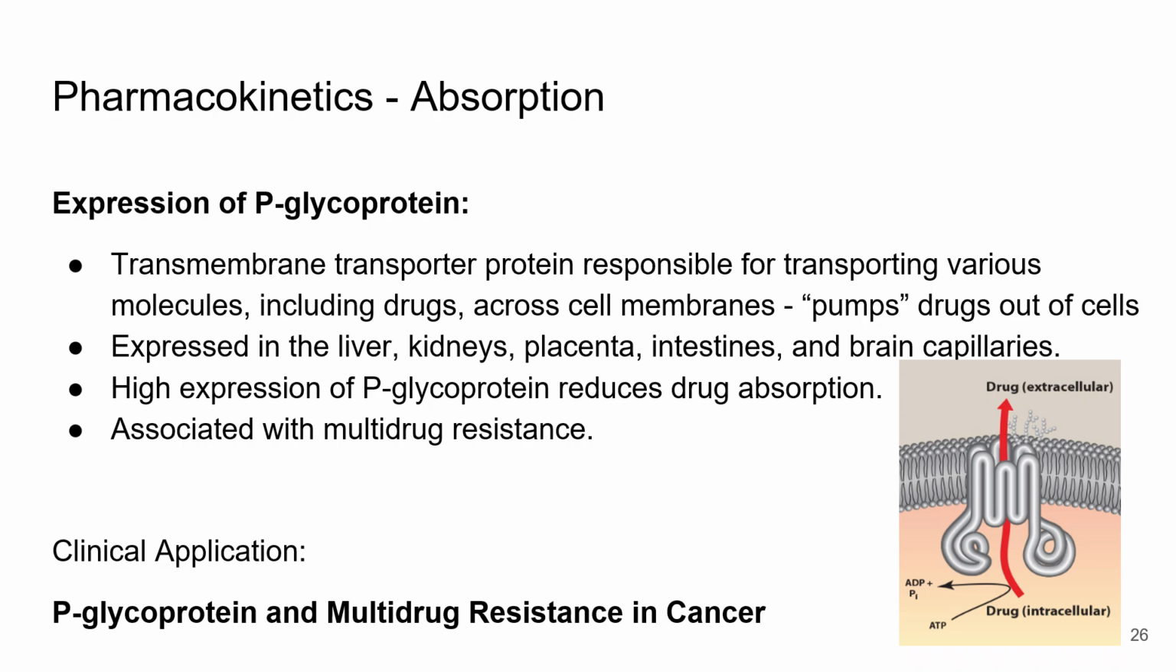And we hear about P-glycoprotein in multi-drug resistance. So for example, in cancer cells, they express high levels of P-glycoprotein and can pump the actual chemotherapy drug out of the cell, making the treatment less effective. So P-glycoprotein acts as a protective barrier for our body in certain instances, but it can also reduce drug absorption and contribute to treatment resistance, making it important to understand in general for pharmacokinetics.